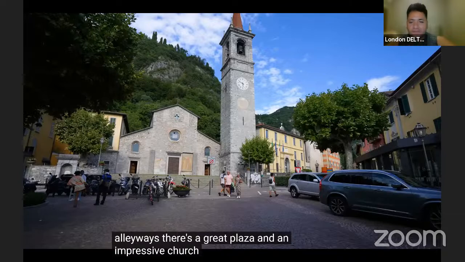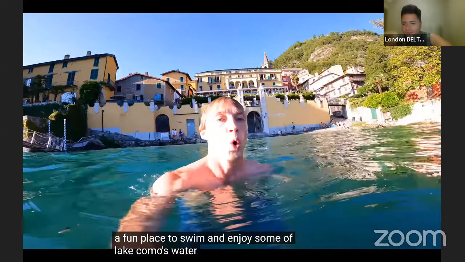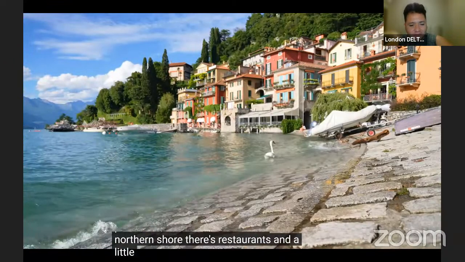Now, one of my favorite places I went to in Verona was its northern shore. There's restaurants and a little stone beach where you can watch the small waves roll in, accompanied by some of Lake Como's majestic swans.